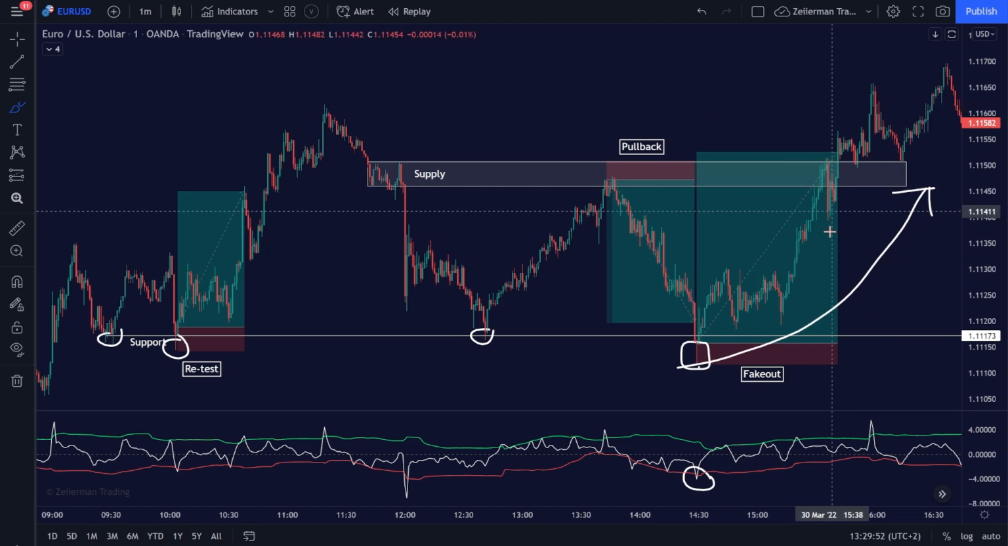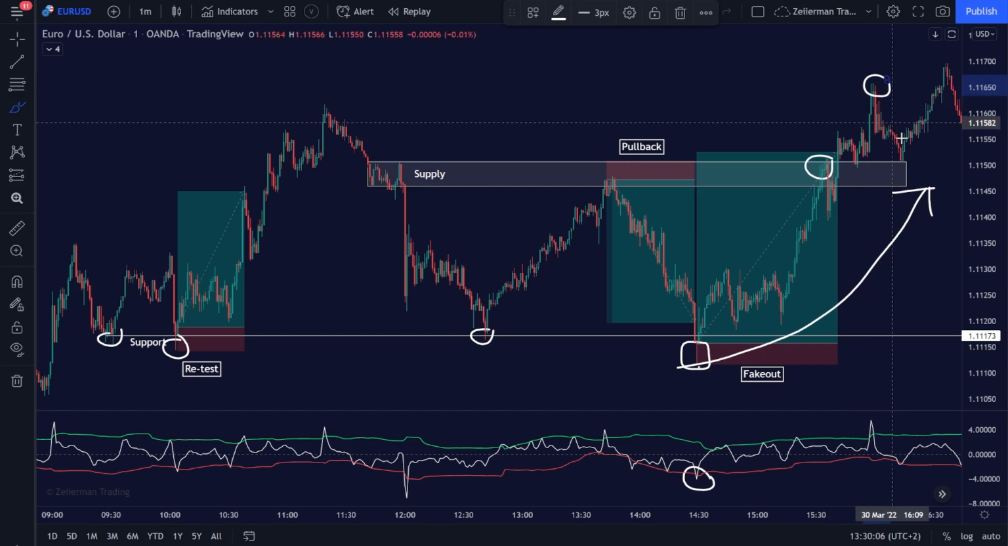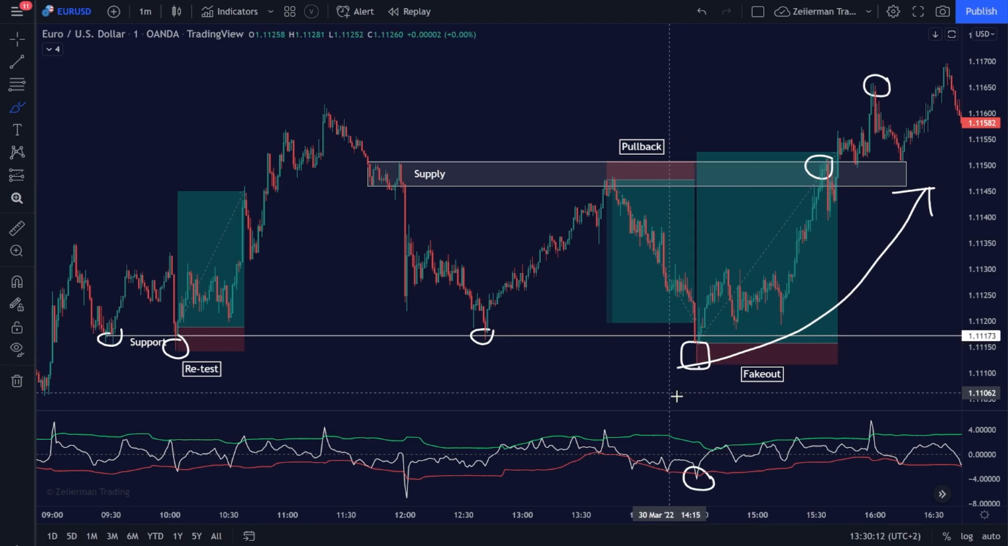So our target can be this supply area. We can take partial profit, and then we can trail the rest and see how far we can go. And at least we can expect a new higher high to be made. So this is how we can identify potential fakeout moves using the Volatility Impulse indicator.